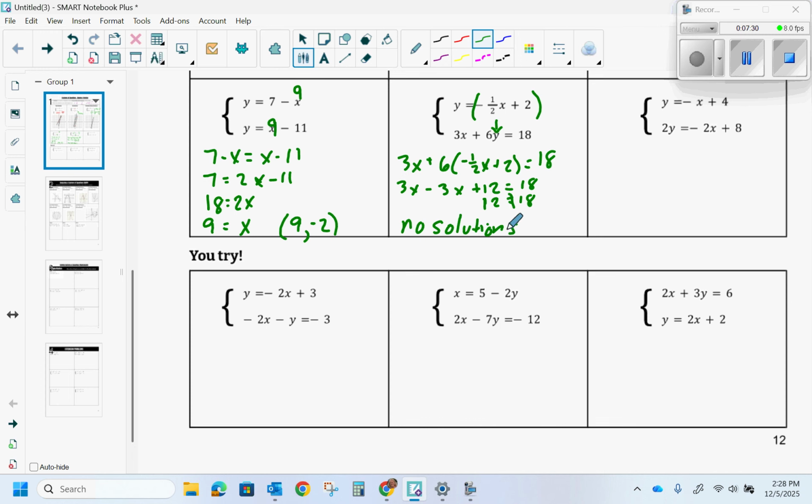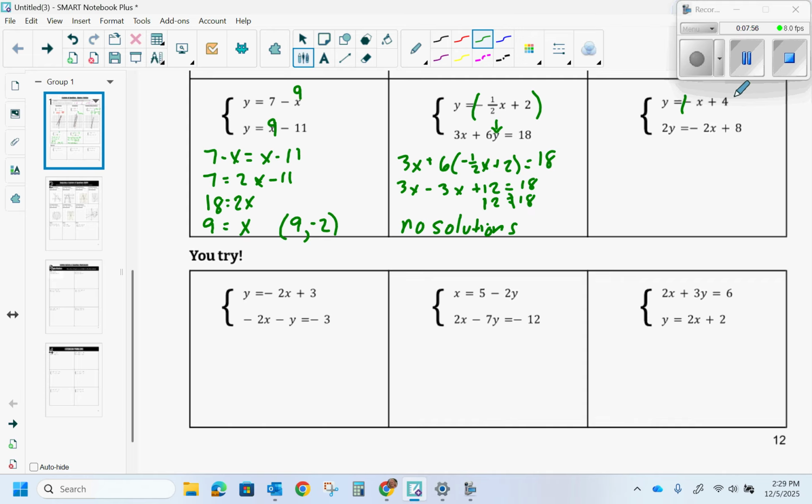Now, if I had done something similar to this and my x is canceled and I got something like 12 equals 12, if I get a true statement, then that's infinitely many solutions. So if the variables get canceled, you're either going to have no solutions or infinitely many, and it's based on whether you have a true statement or a false statement. And 12 does not equal 18, so a false statement gives you no solutions.